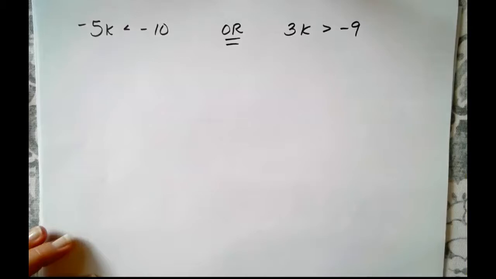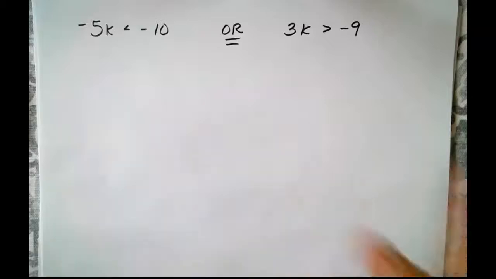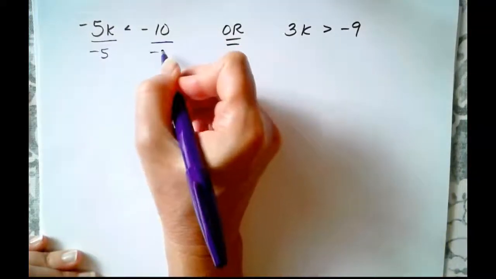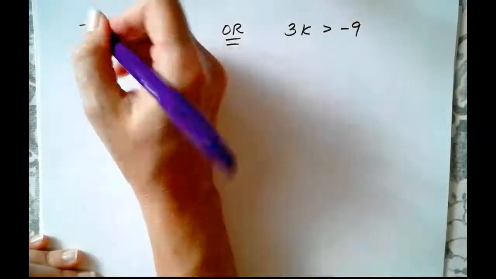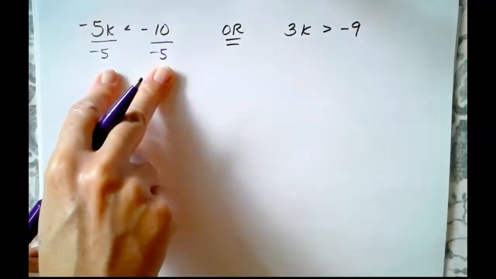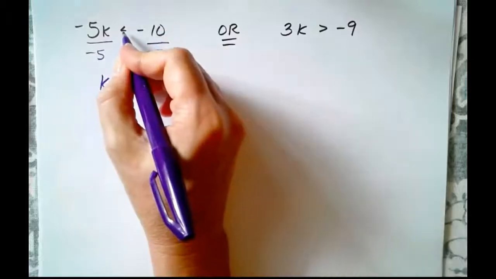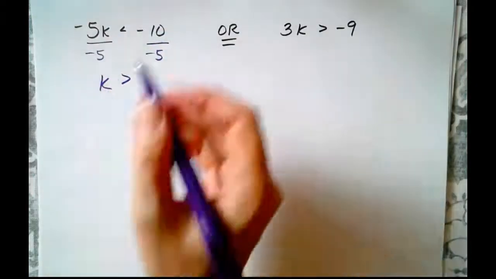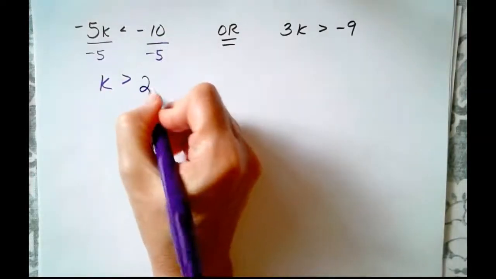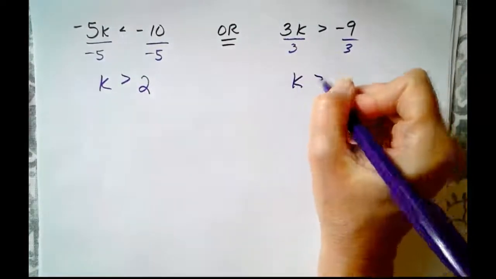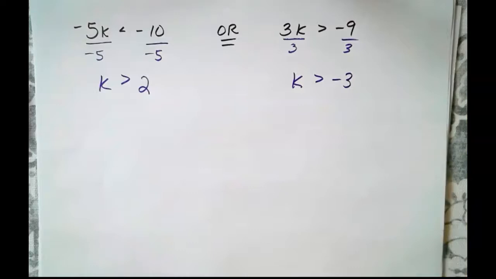One last problem. Here goes. Step 1, break apart and set up. Already done. Step 2, solve both inequalities. These are looking pretty simple. Divide by negative 5, divide by negative 5. We're dividing by a negative. That's the glitch. We are going to reverse that sign. Negative 10 divided by negative 5 is 2. Divide by 3, divide by 3. K is greater than negative 3.